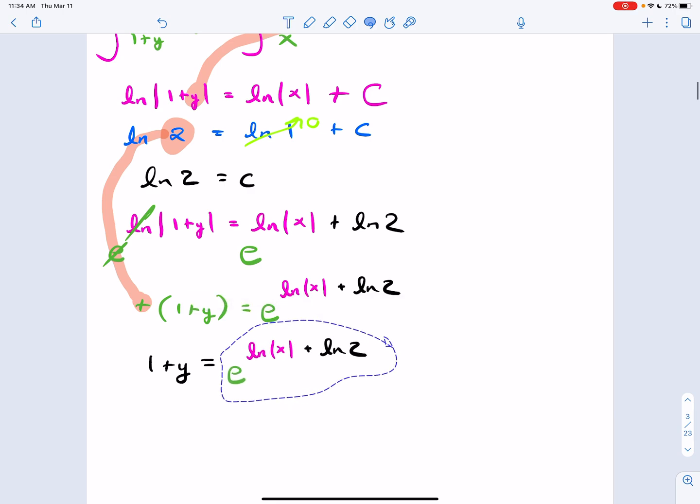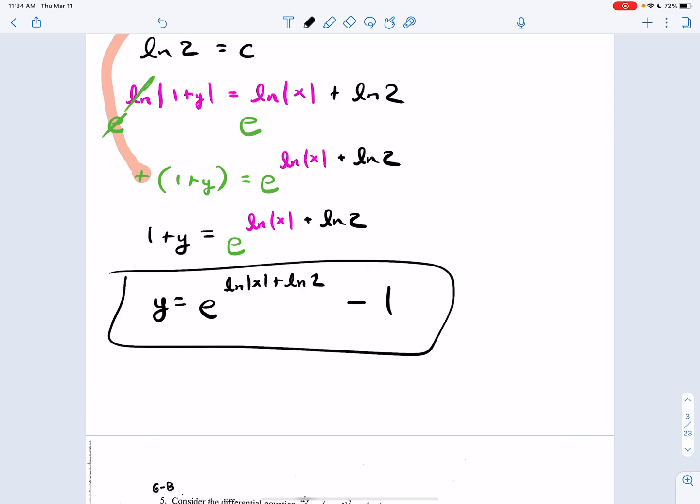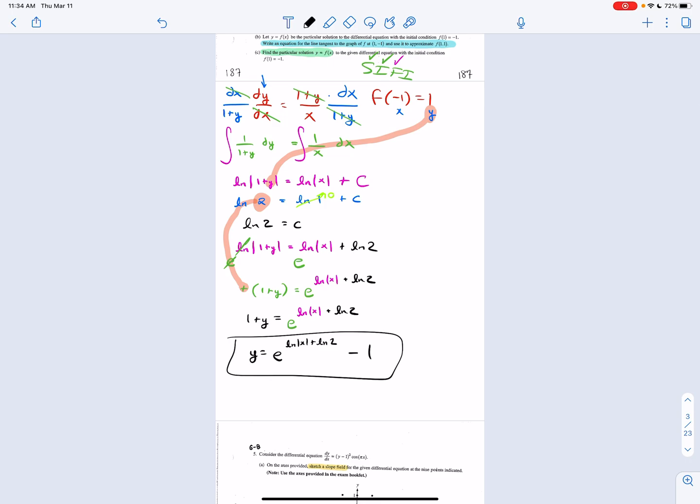Boom. Okay, so last thing to do here is to get y by itself. So I know that y will equal e to the natural log of the absolute value of x plus natural log of 2, all upstairs, minus the 1. And there you have it.